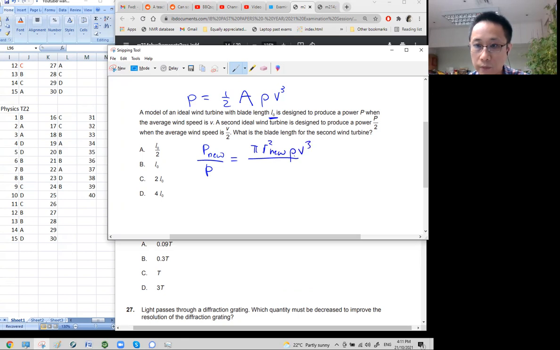Density of air. And this equation again is in the formula book. The new power is halved compared to the other power. Pi's will be gone. Blade length. A second ideal wind turbine is designed. So L new is something you're trying to figure out.